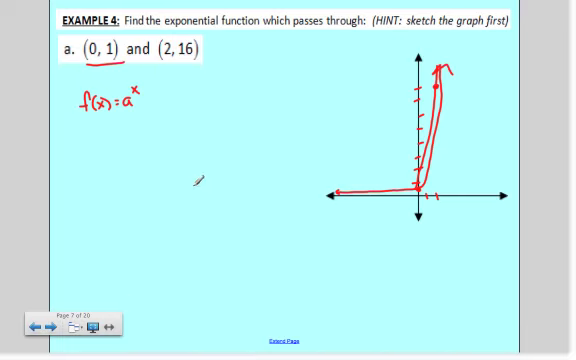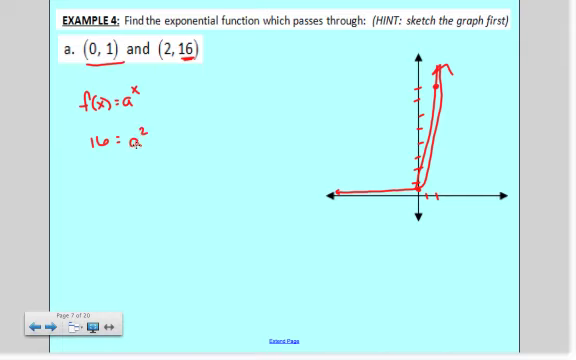Okay, good effort. Okay. 2 and 16, yeah. All right, so if f of x equals a to the x, remember y is the same as f of x, so 16 equals a to the 2. Oh, I'm sorry. It's okay. I got excited. Yeah, because we like 2s a lot.